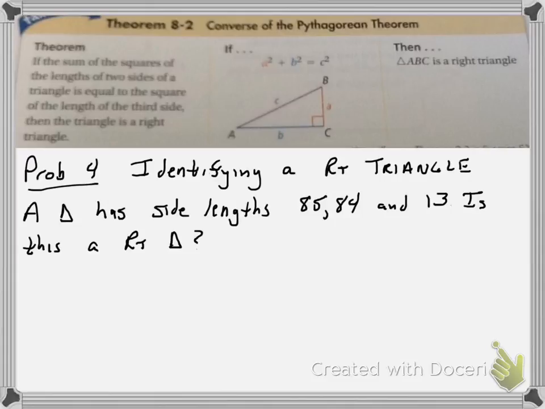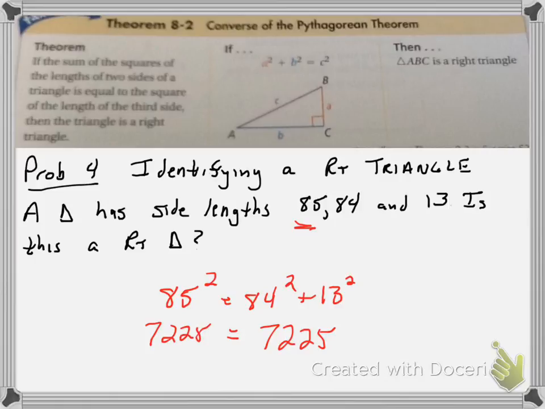A triangle has side lengths 85, 84, and 13. Is this a right triangle? Well, what's the biggest side? Hypotenuse is the biggest side, so I'm going to take 85. Is 85 squared equal to 84 squared plus 13 squared? Well, again, it's just a calculator way. You end up with 7,225 on the right, and you end up with 7,225 on the left. So they're equal to each other, therefore it's a right triangle.